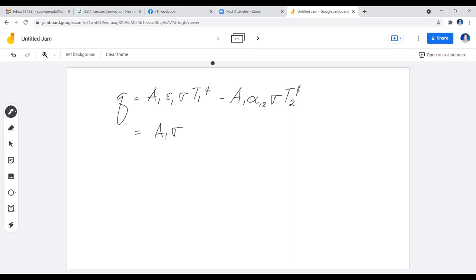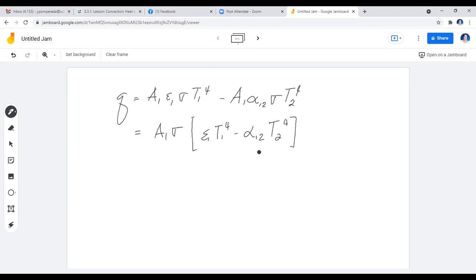So this should be the formula that you will be using in accounting for the net rate of emission from the tube. So we have alpha 1, 2, and then we have T sub 2 raised to 4. Now, the emissivity that you are seeing here is the emissivity of the material based on its temperature. Okay, the temperature of the material T sub 1.